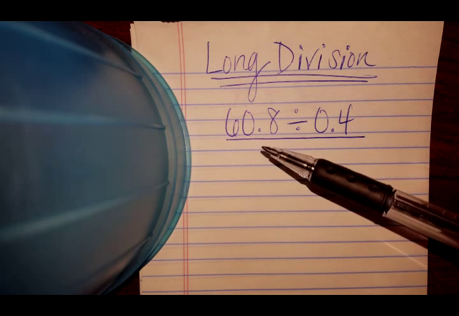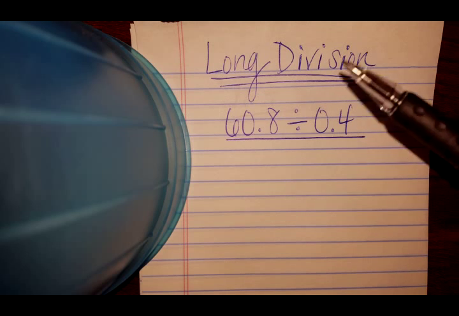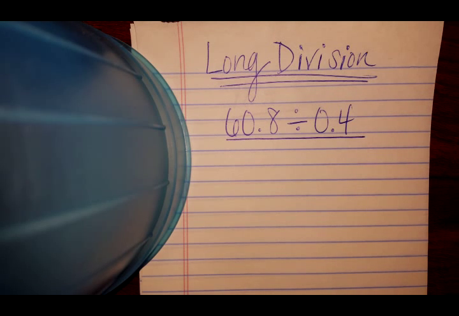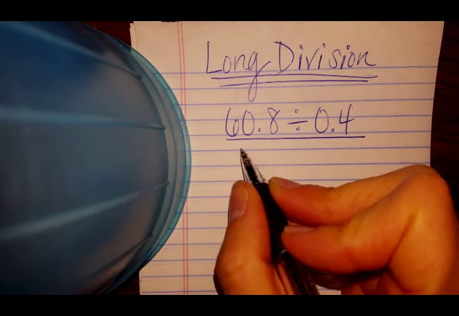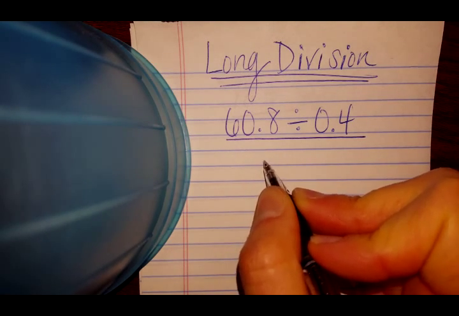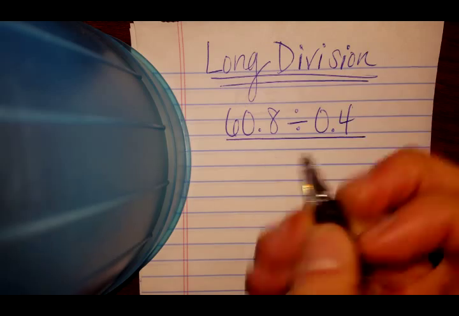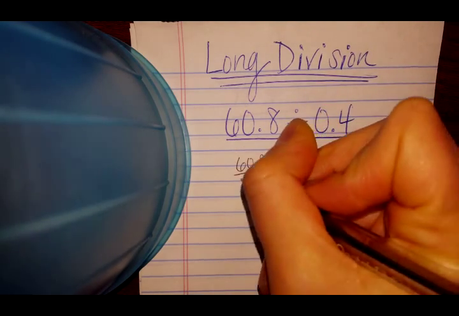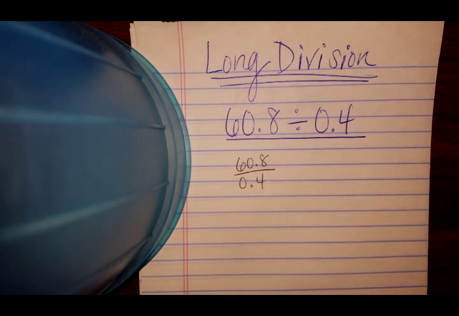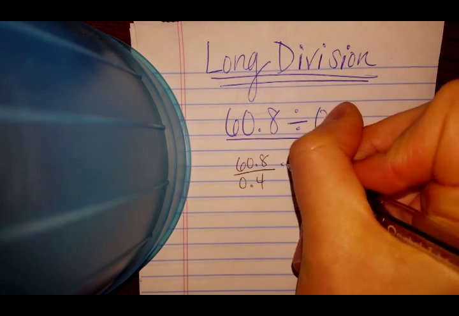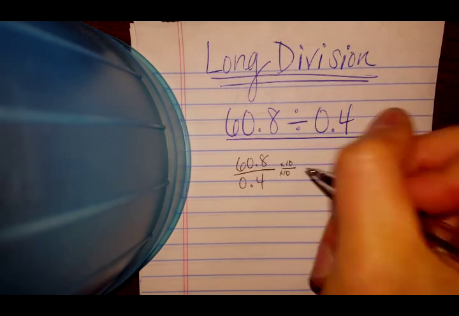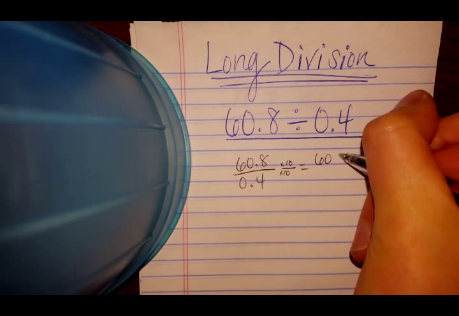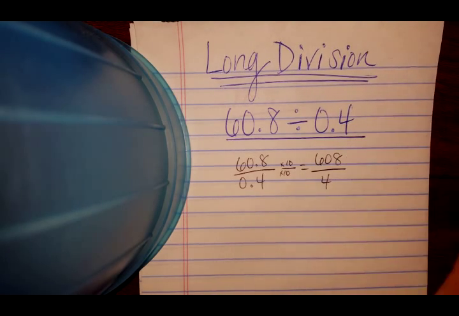So I would expect my answer to be greater than 120. So let's just make sure our answer is around that or higher. Okay. So I'm going to use the equivalent fraction strategy and see if I can solve it that way. So I've got 60.8 over 0.4. That has too many decimals. So I'll multiply by 10 over 10 to get 608 over 4.